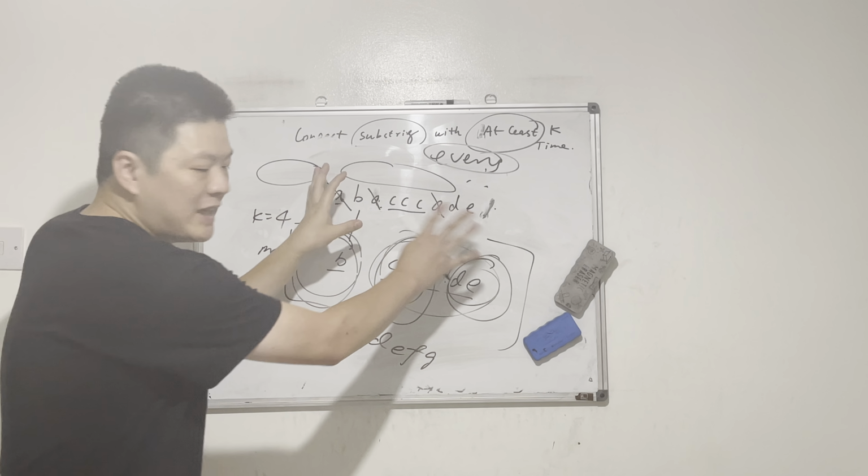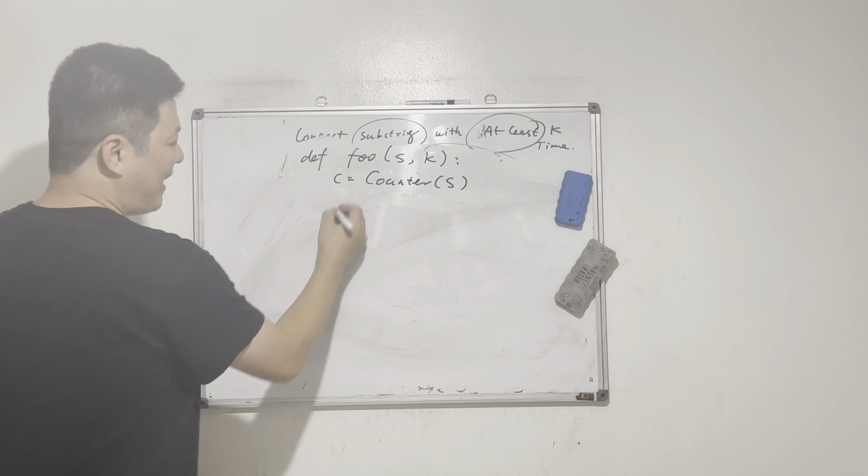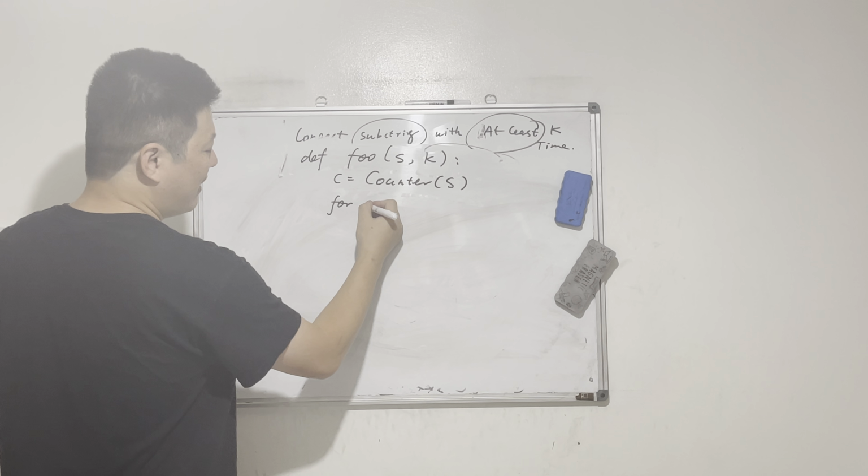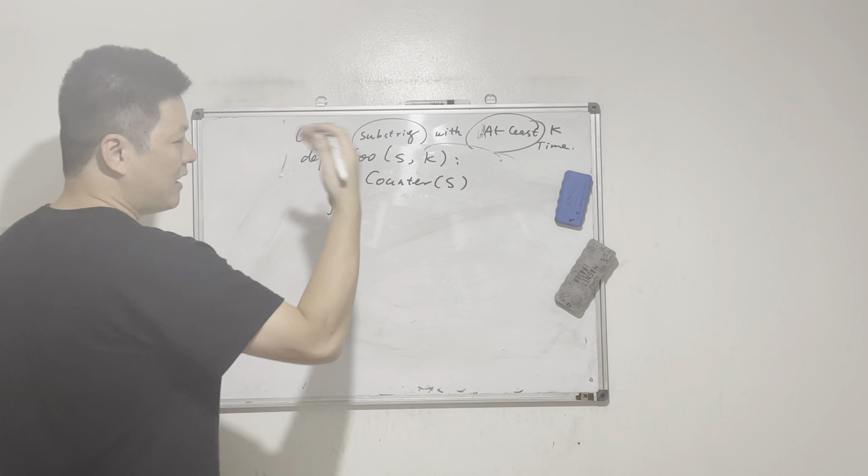It'll be easier to write, and this algorithm is quite elegant, right? Define a function with S and K. So how can we check? C equals counter of S, right? And then we need to go through each character, let's say key and value, in C.items.